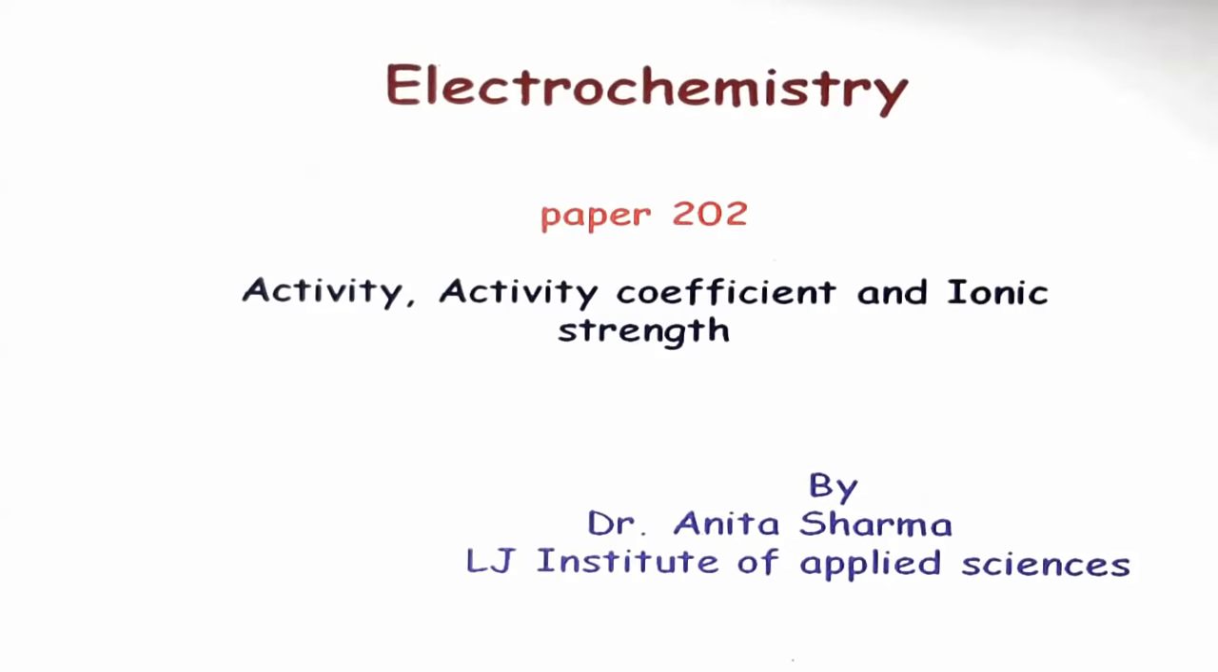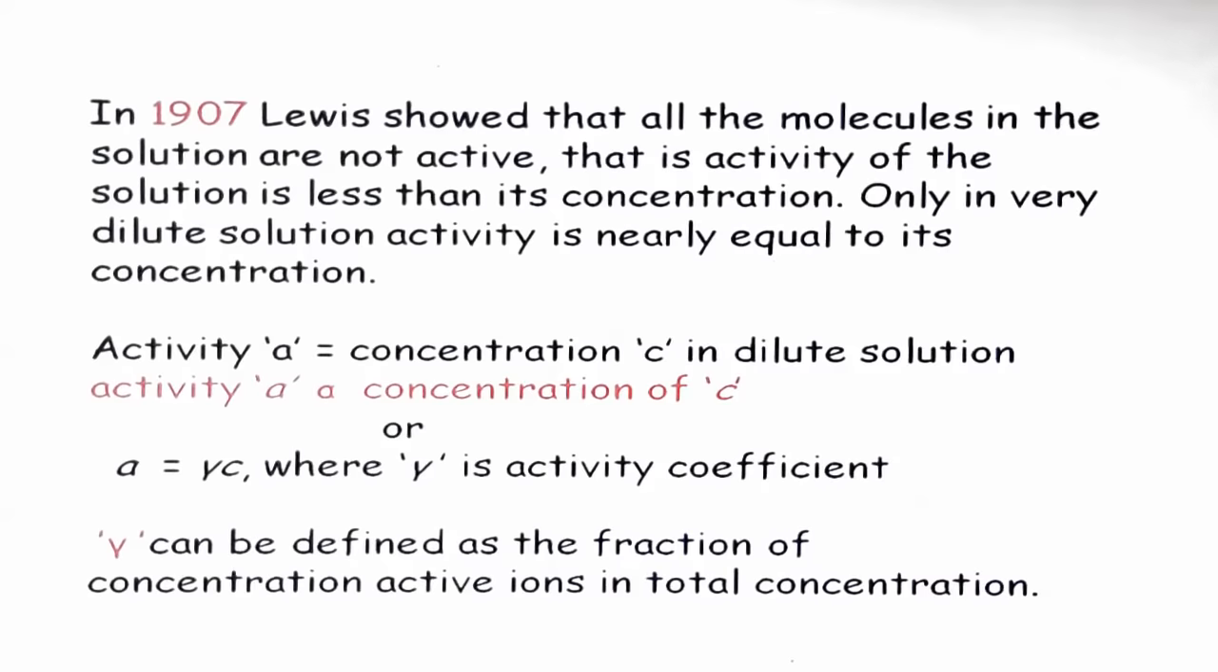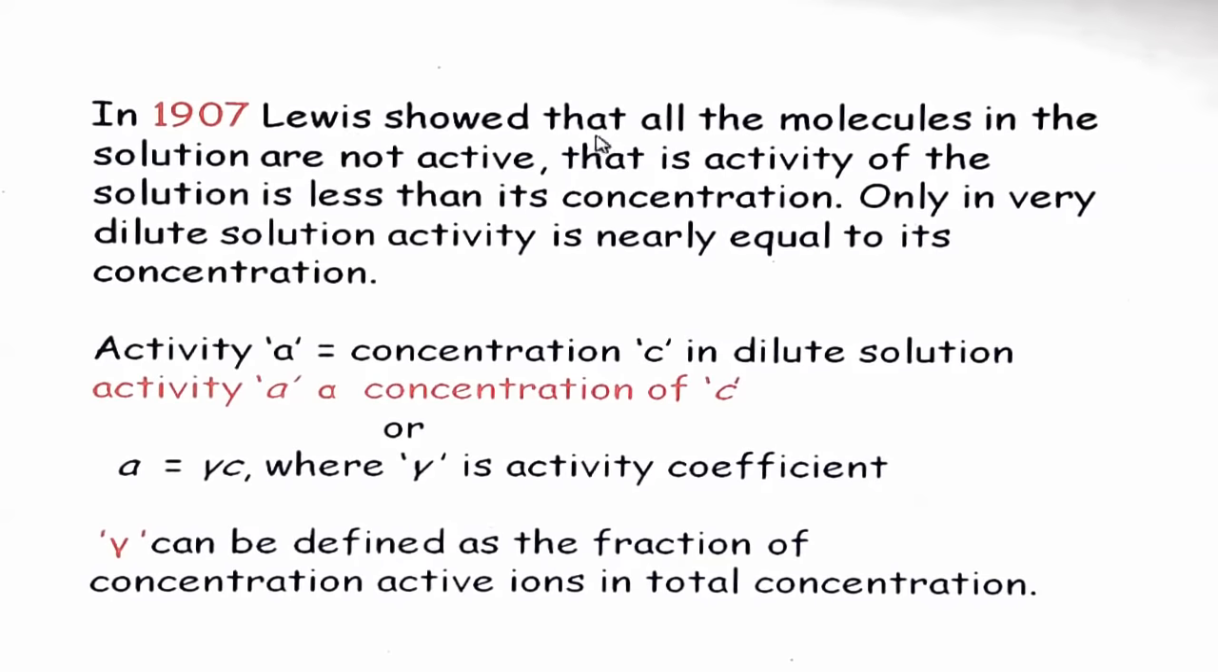Electrochemistry paper 202. In this lecture we will learn the meaning of the terms activity, activity coefficient and ionic strength. In 1907, Lewis showed that not all the molecules in solutions are active. That is, the activity of a solution is less than its concentration. Whatever the concentration, all the ions will not be active. Only a very dilute solution can act as an ideal solution. In a very dilute solution, activity is nearly equal to concentration.